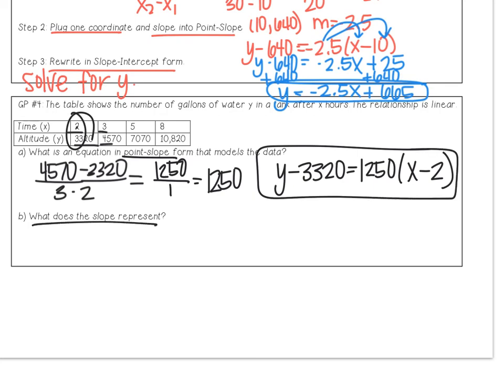They want to know what slope represents, and in this equation, the slope's going to represent how many gallons of water are filling the tank in 1 hour. So it's 1,250 gallons per hour. So that's what the slope represents. It's how many gallons is going into the tank per hour.